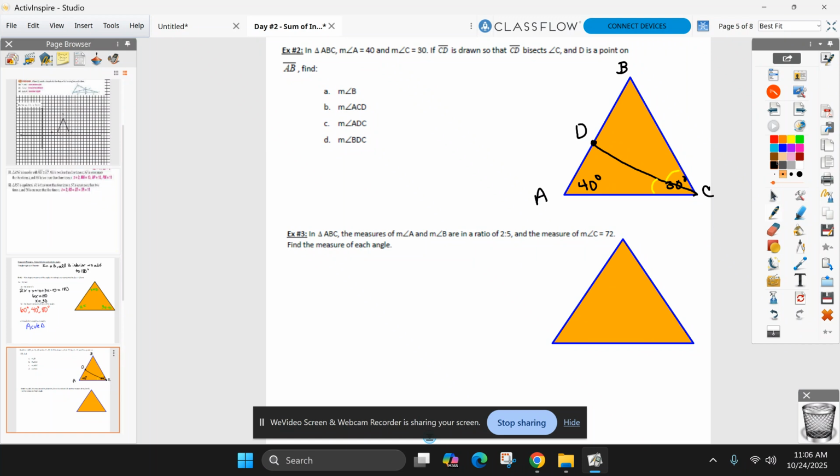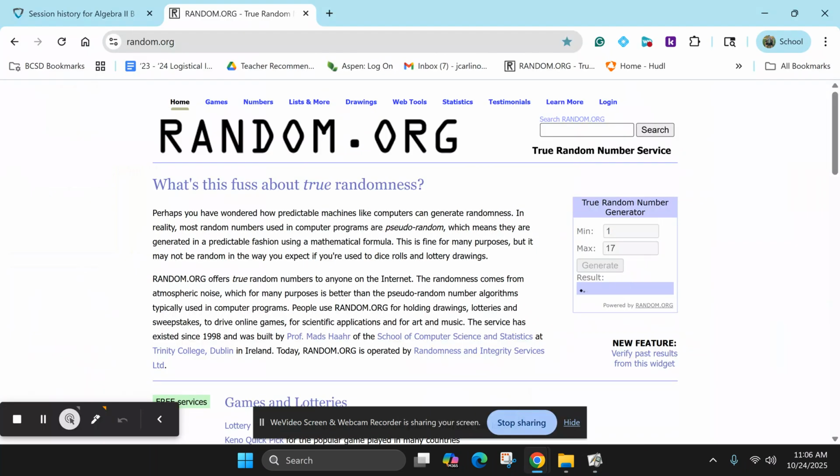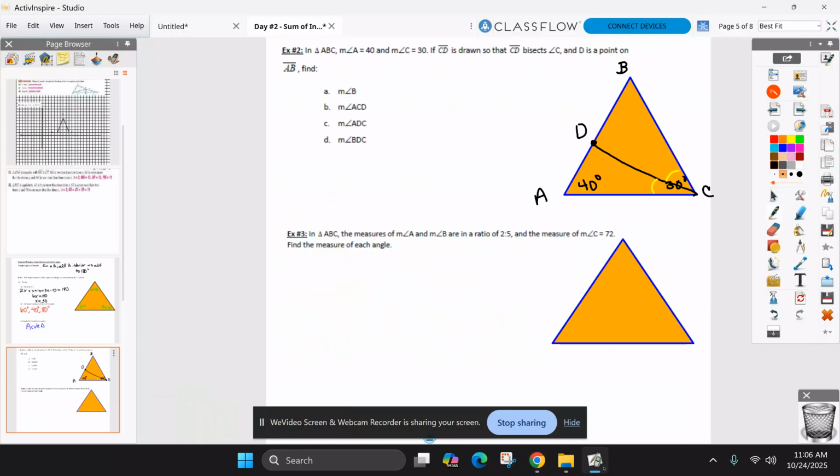So if I go ask for angle B, I already know two of the three angles here. What's the third angle, Julia? 110. Where's Julia getting 110 from? 180 minus the 40 and the 30.